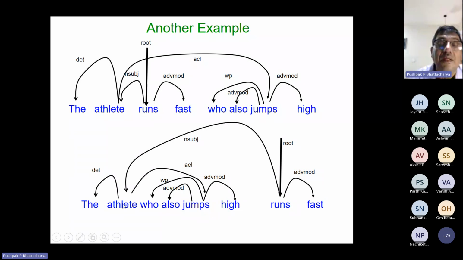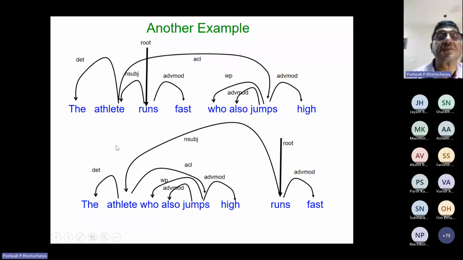Okay, so here head-modifier adjacency is maintained and the construction is projective. Let us see. The athlete who also jumps high runs fast. So runs is the head, and from runs I have a long arc going to athlete. And between runs and athlete, there are many words: who also jumps high. You can verify for yourself that there is a path from runs to every word which is between the head and the modifier. Runs to athlete, athlete to jumps, jumps to high, or runs to athlete, athlete to jumps, jumps to who, jumps to also, and so on.